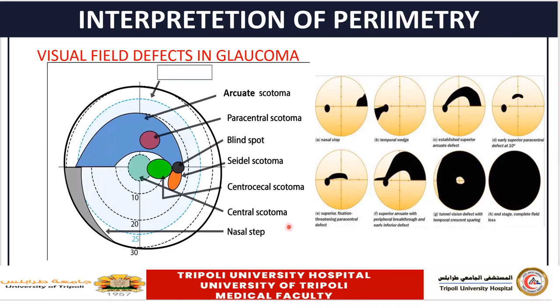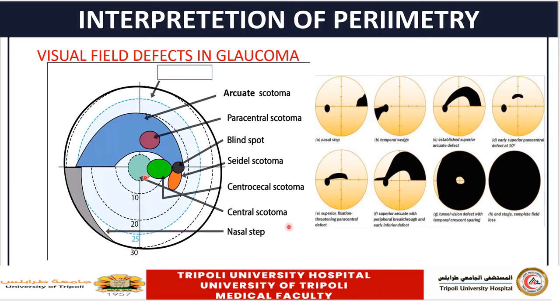This slide summarizes the changes in the visual field in glaucoma. This is the blind spot, and this is a small scotoma attached to the blind spot, so named Seidel scotoma. And this is a small paracentral scotoma, and this is the Bjerrum area and Bjerrum scotoma. And this is a centrocecal scotoma. From the point of fixation to the blind spot, it's called centrocecal scotoma.